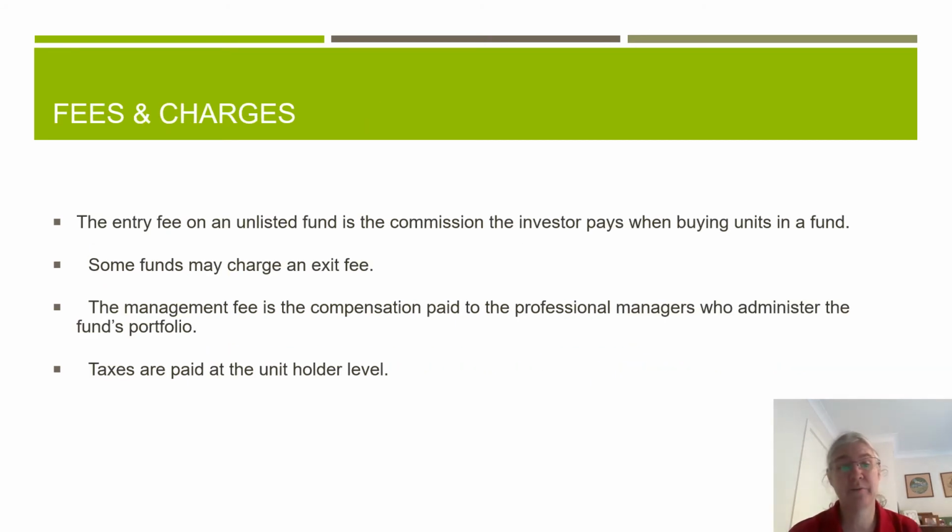Fees and charges, unfortunately, are what get you with managed funds. So there's an entry fee in an unlisted fund. That's the commission that you pay when you buy the units in a fund. You may find some have an exit fee, and there's a management fee to pay for those managers who are looking after the fund's portfolio. Taxes are also paid at the unit holder level. So if you hold units, you're responsible for paying the taxes.